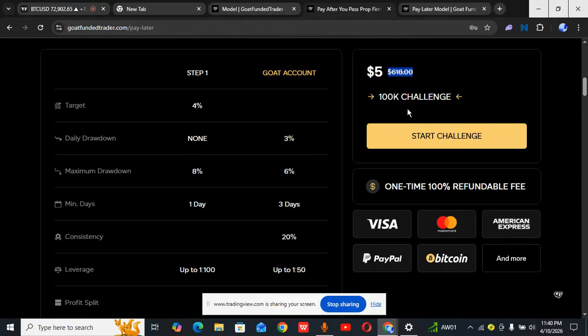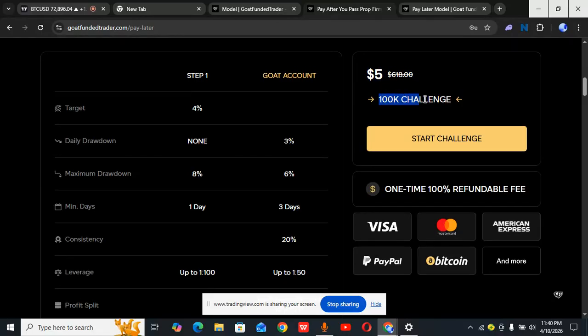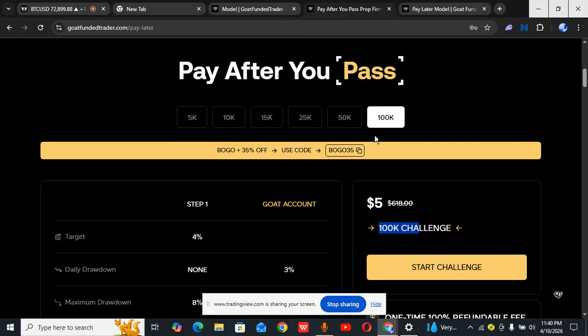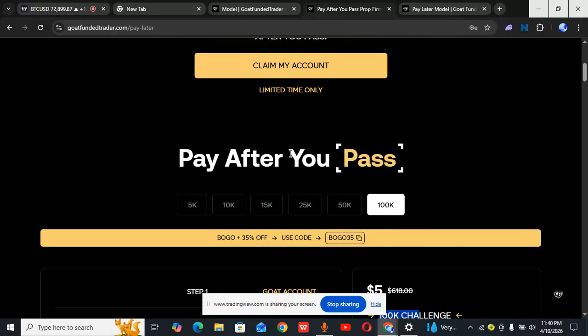Okay, guys, so there's this account on GoFunded that you can get for just $5 and they can give you up to a 100K account. Then you pay the balance after you have passed the account. So if you don't pass the account, you don't pay the balance. If you pass the account, then you can go ahead and pay the balance. So this is called a pay after you pass your accounts, or pay later accounts.